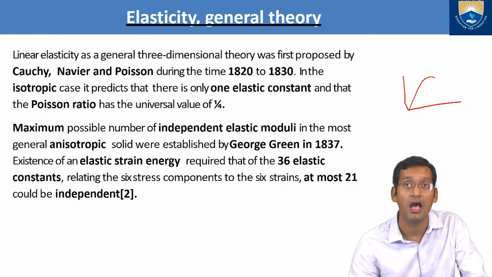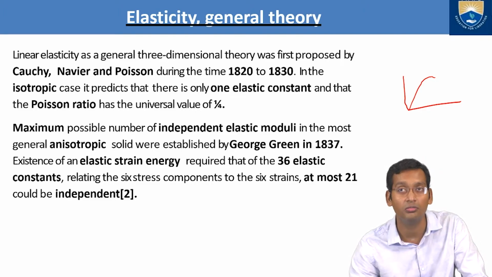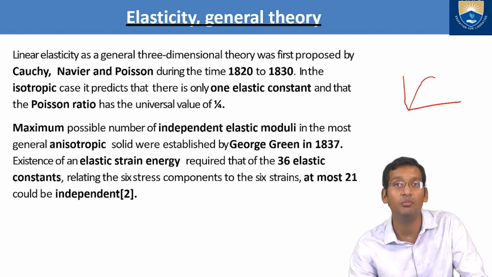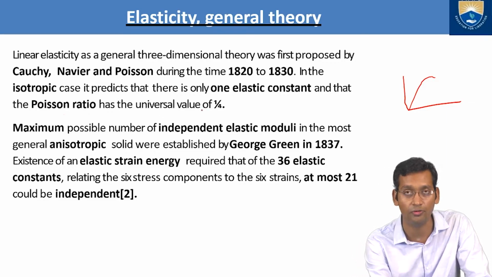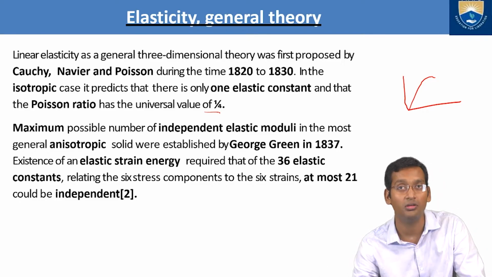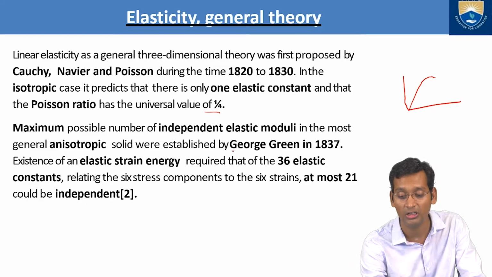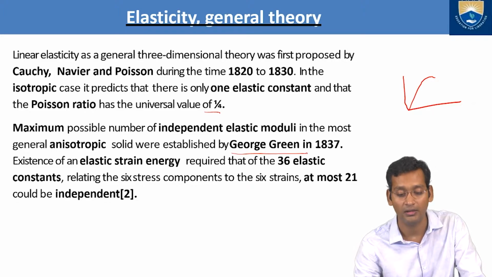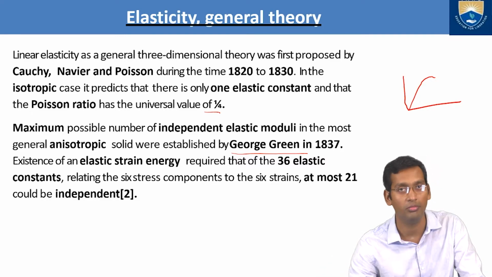Next is the maximum possible number of independent elastic moduli in the most general solid. Here for isotropic it's 1/4, but as I just told you, it depends upon the condition and the value also changes. If it becomes anisotropic, then who invented that? George Green. That is the maximum. It's not necessary that only 1/4 is there, there may be many.